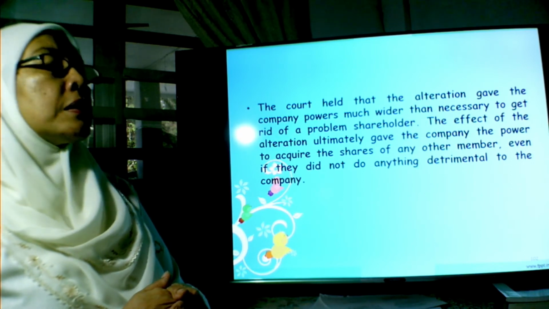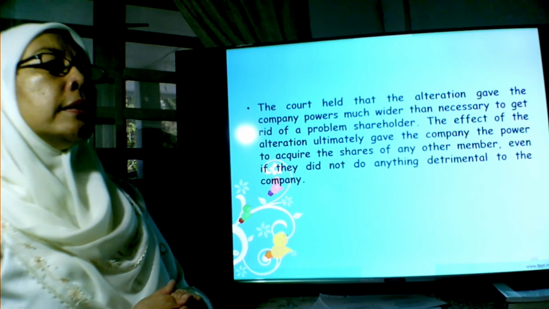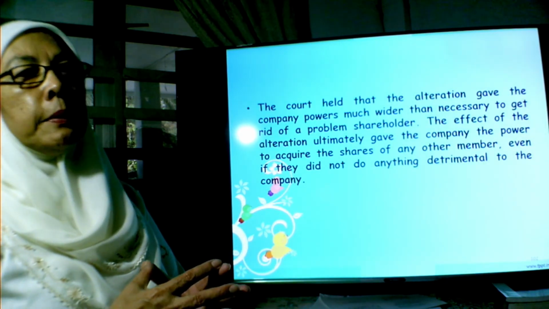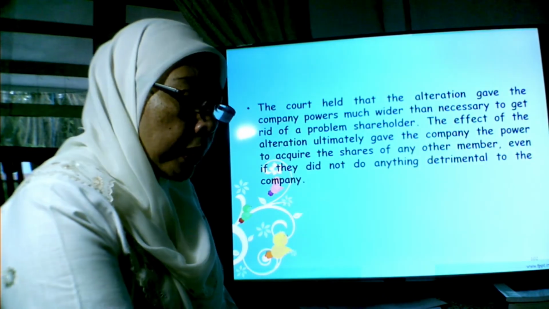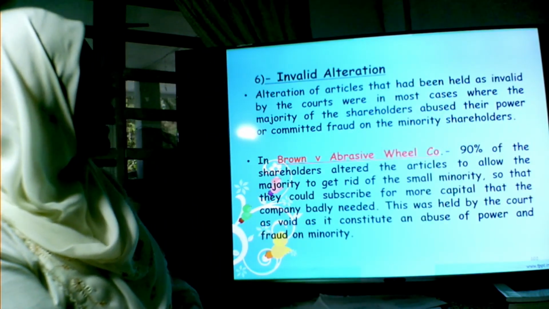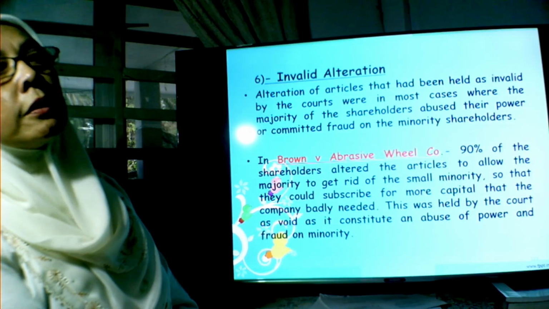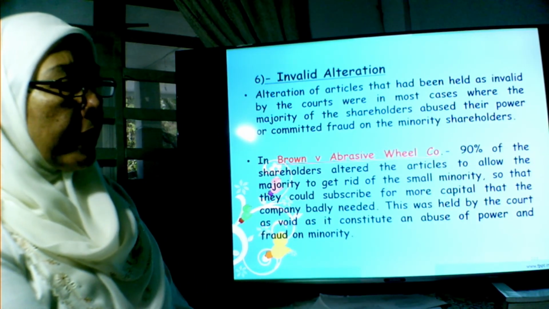Kuasa terlalu besar, sehingga satu hari nanti, jika ada shareholder yang tidak bersalah tapi tidak disukai, juga boleh disingkirkan dengan cara begini. Ya, sedangkan dia tidak melakukan apa-apa yang memudaratkan syarikat. Tak bolehlah, ya. So, invalid alteration. Why alteration is invalid? Okay.